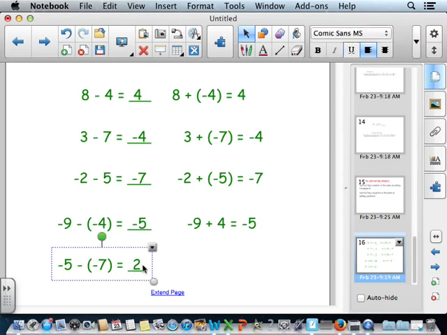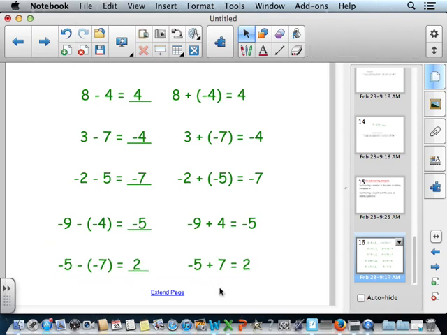Next, negative 5 minus negative 7. Again, I'm subtracting a negative, and my rule states that subtracting a negative is the same as adding a positive. So if I use that rule and rewrite this as negative 5 plus positive 7, I'm now adding the opposite of negative 7. Now I have a negative plus a positive, and I can take the difference of their absolute values, which is 2, and because 7 has the larger absolute value and 7 is positive, my answer is positive.